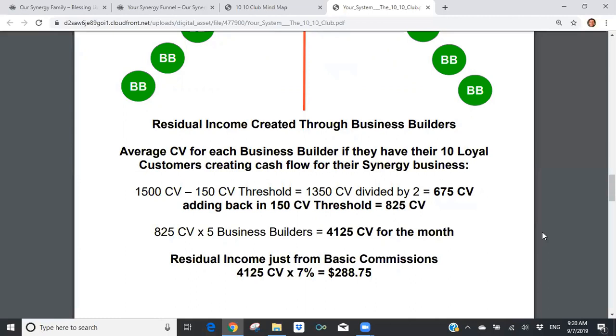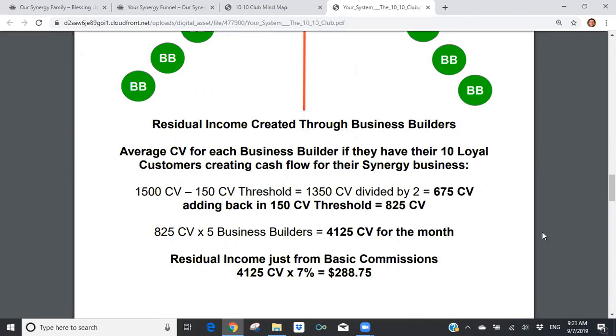So if the average business builder has 10 customers for the month and the average order is 150 CV, what they've done is create for themselves 1350 in CV. They've earned for themselves the $337 in Elite Rebates. But what does it mean to you? Well, what Synergy does is take that 1350 divided by 2, which represents 675, and add back in the 150 CV threshold. That person who's got 10 customer orders for the month, averaging 150 CV, represents to you in your organizational volume 825 CV.